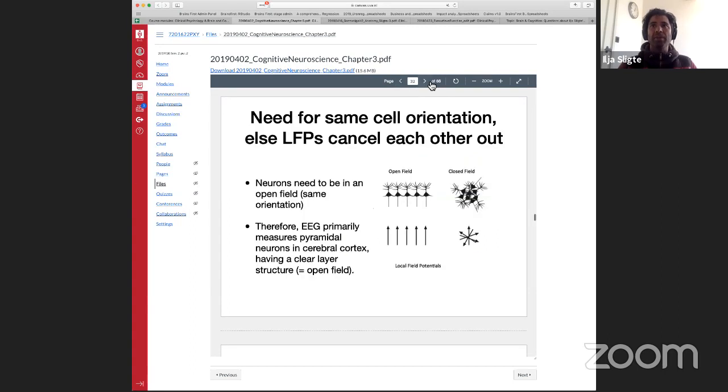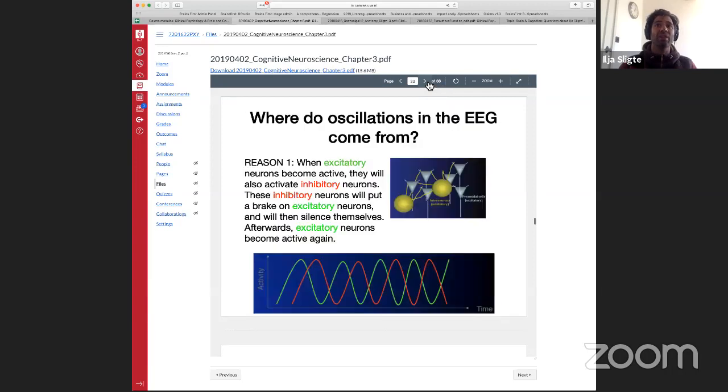So that's basically postsynaptic potentials that add up across a large number of pyramidal cells that all point in the same direction. That's what you're measuring, neurally speaking. So never fall for the trick question that it's about action potentials here.